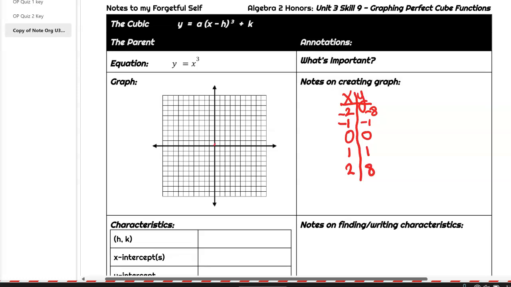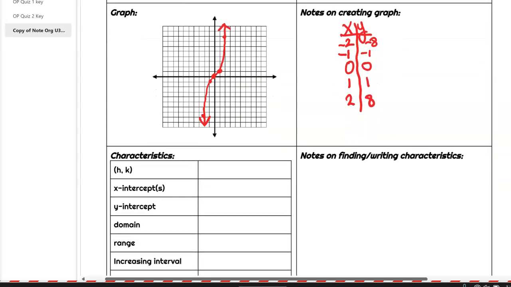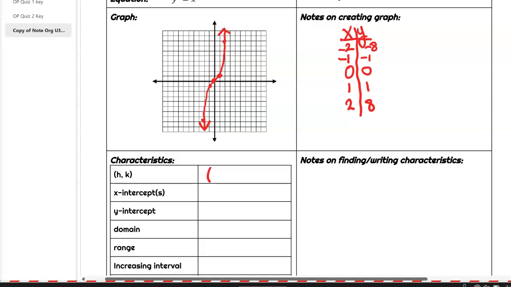Now we want to plot those on our graph, and this will make our cubic shape. You can see on this graph that our h, k values are 0, 0, which is also where our graph intersects the x and y axis. So those are our x and y intercepts as well.